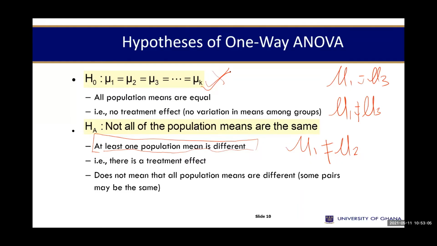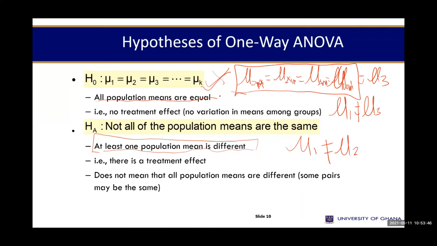So mean 1, the population mean for Junction Mall, is equal to the population mean for Accra Mall, and the sales volume for Achimota Mall is the same as that of West Hills Mall, let's say mean 4, is also the same. It means there is no significant difference in the sales that come in either monthly or quarterly. That is the null hypothesis. All population means are equal.